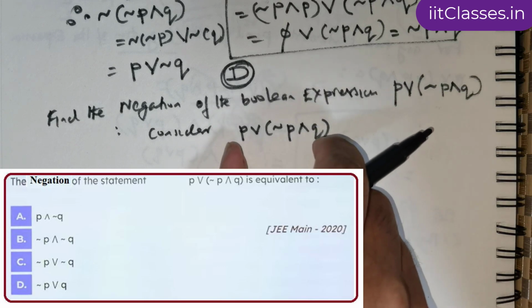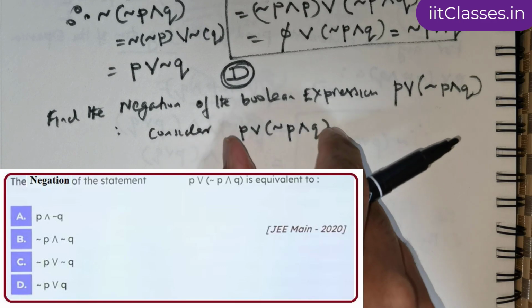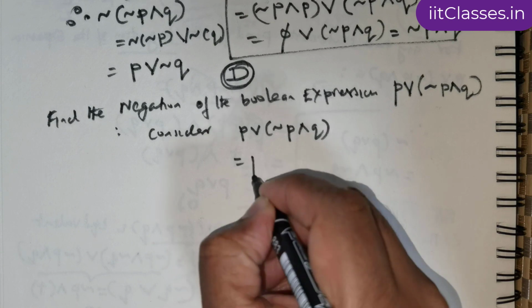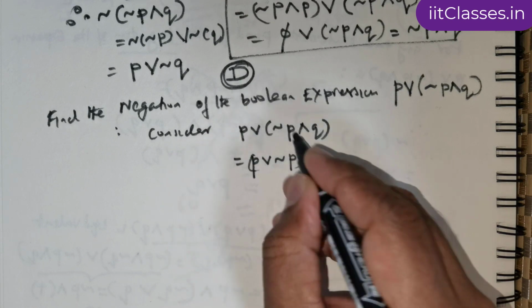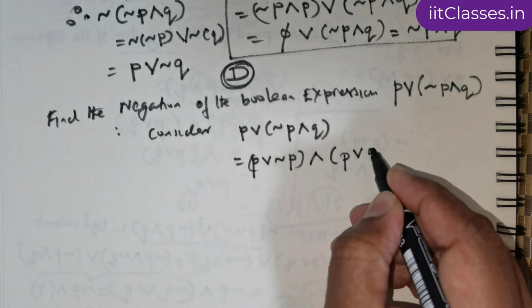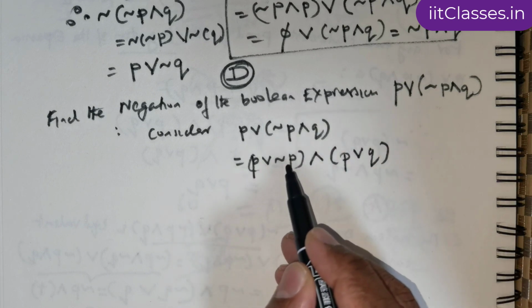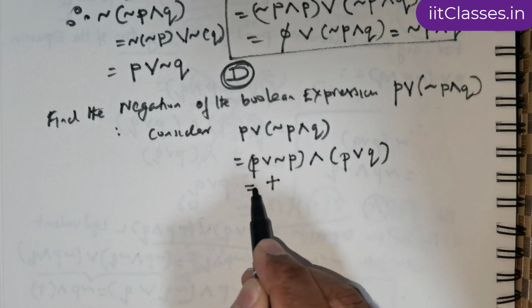Now this is the equivalent of the distributive formulae which we have studied previously. So I would be distributing P disjunction throughout. That would give me P disjunction of negation of P conjunction of P disjunction Q. Now P union its complement would give us a tautology. That's going to be a universal set.